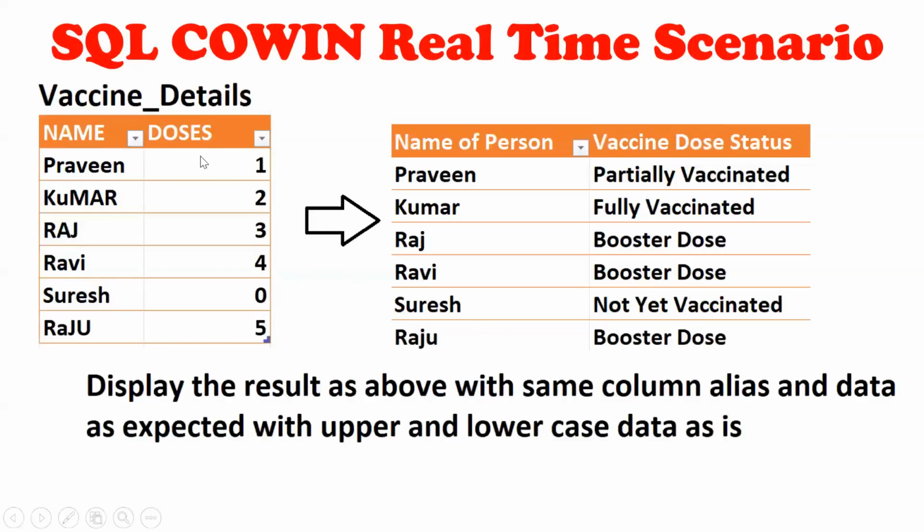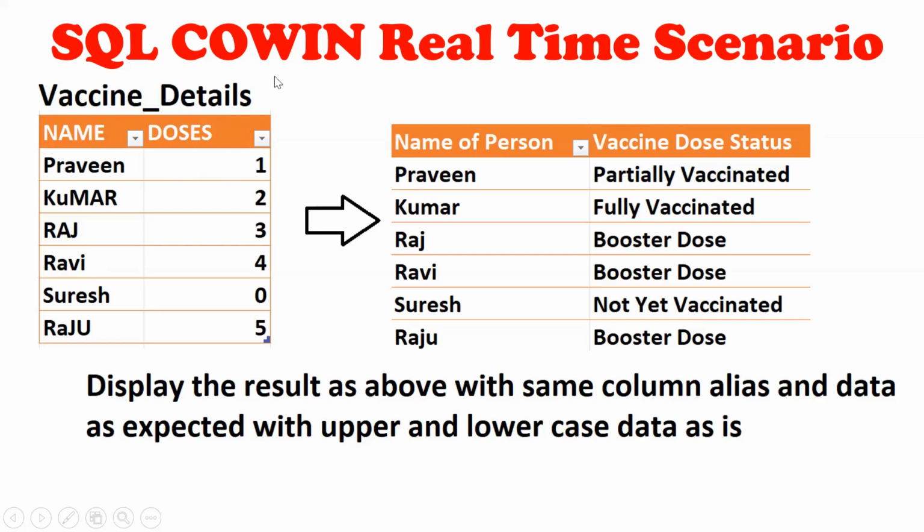Today we'll see one of the SQL real-time scenarios, that is COWIN vaccination. So this is my table. In this table, we have two columns. Vaccination details is the table name. It has two columns, name and doses. In the name column, we have a list of names, and doses is the number of doses.